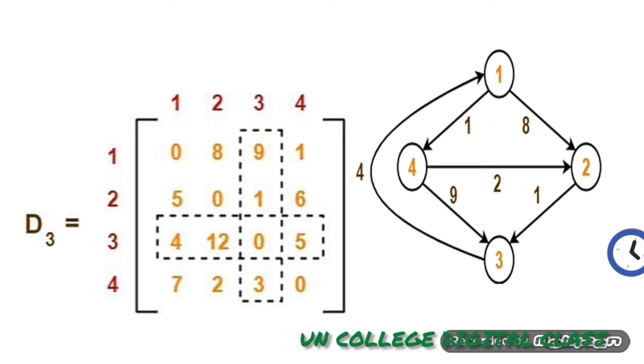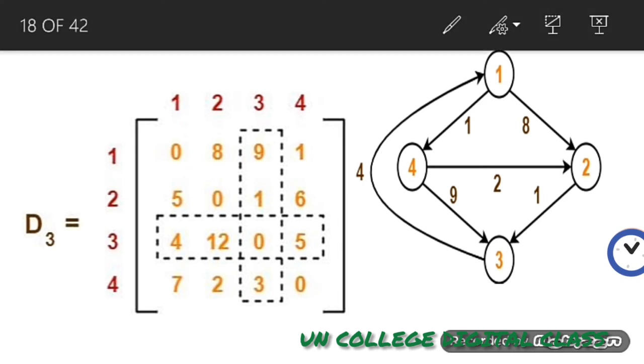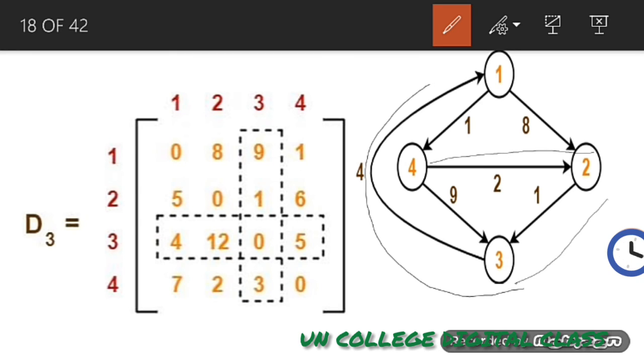Here we have got a new value, 7. Let me show you how. 4 to 1 is 7. How? We will move 4 to 2, which is 2, then 2 to 3, which is 1, then 3 to 1, which is 4. In this way, 2 plus 1 plus 4 equals 7. In this way, we will get this distance matrix at this step.